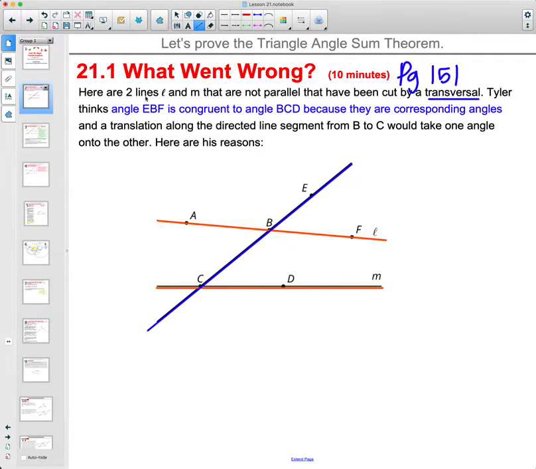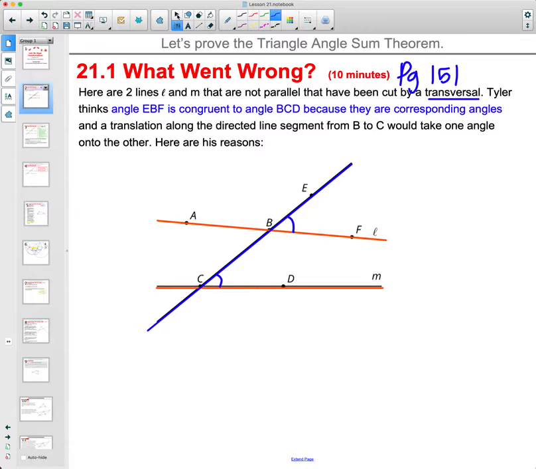Tyler thinks that angle EBF, so Tyler thinks this angle is congruent to angle BCD. Okay, because they're corresponding angles. So in that kind of same spot. And so he thinks that they're congruent and that a translation along the directed line segment B to C would take one angle to the other. Okay, so this is what he thinks. Okay, these two angles are equal.